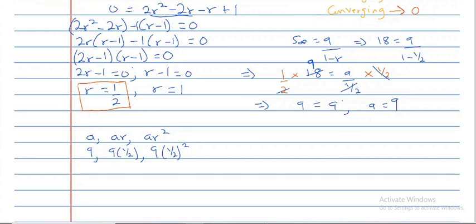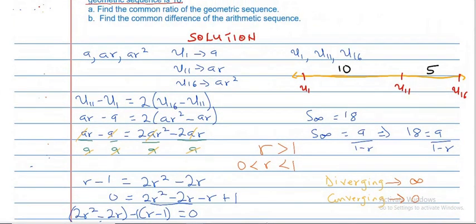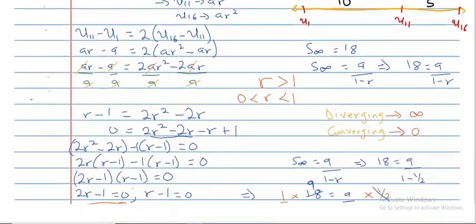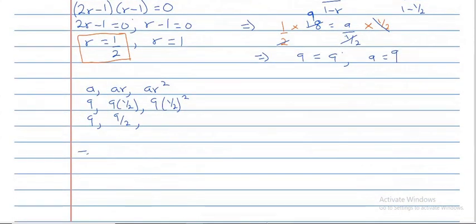Good. So the first term is 9. The second term will be 4.5. 9 times half will be, yes, it will be 4.5. That is like 9 on 2. Right, this is it. So this is the second term of the GP. But mind you, the second term of the GP is the 11th term of the AP. We said that up here. So the second term, which is ar, is the 11th term of the AP. So this would imply that U11, which is the 11th term, is equal to 9 on 2.